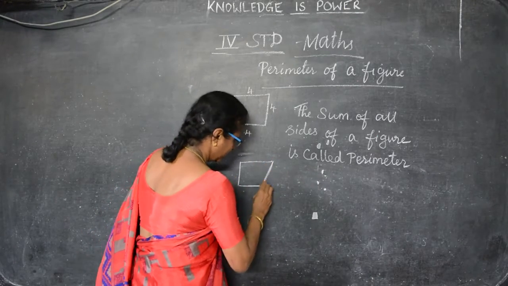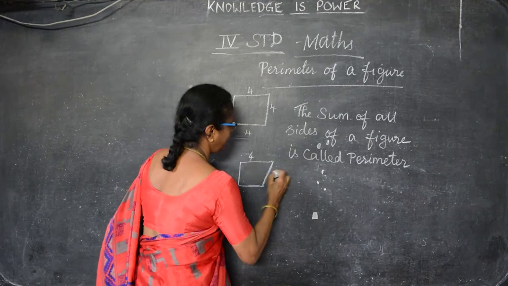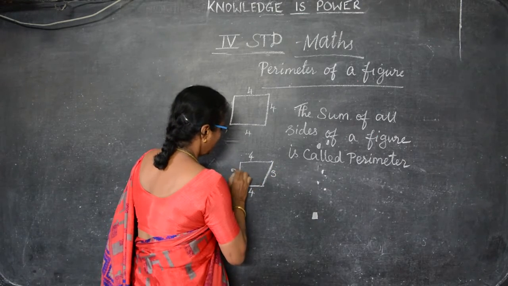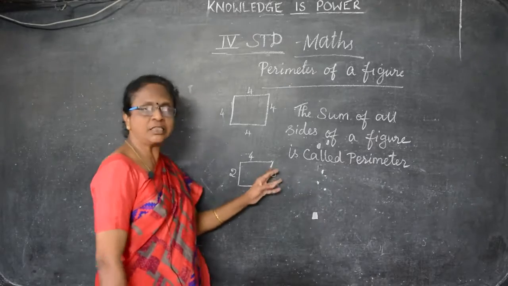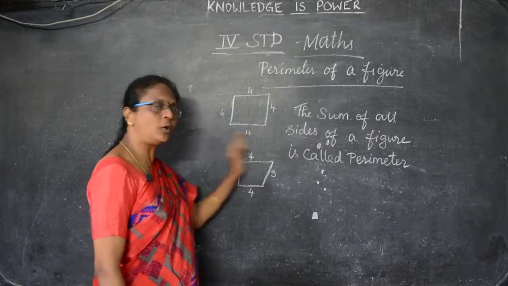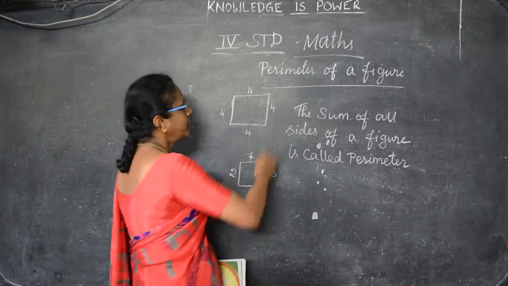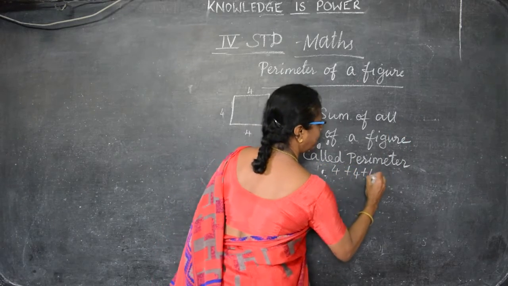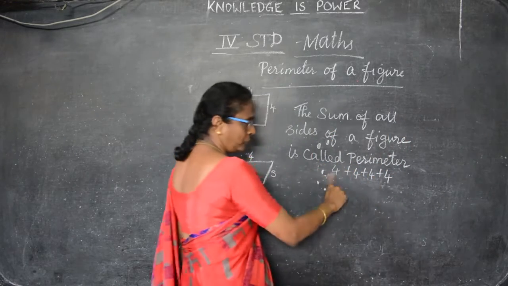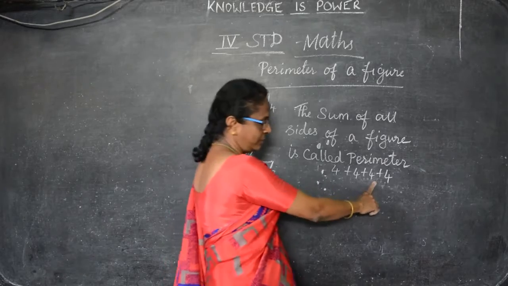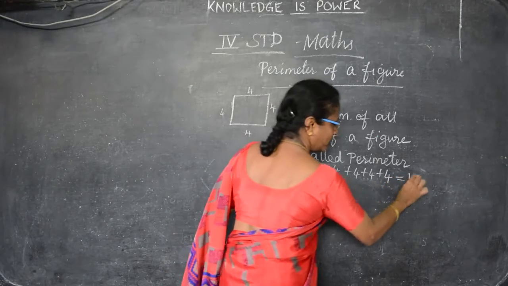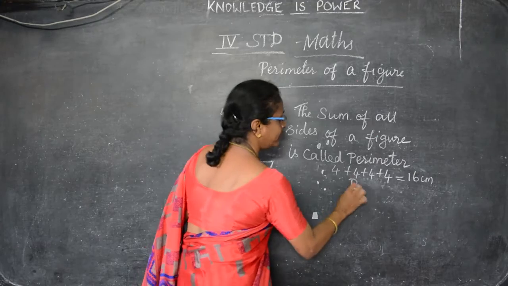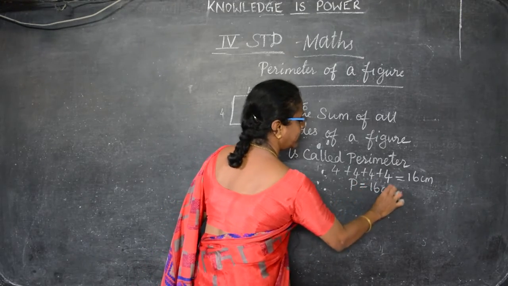Suppose if they are given some other figure like this, differently, this is 4 centimeter, this is 3 centimeter, this is 4 and this is 2. Suppose they give it like this, this is also the sum of all the sides, you have to add all of them. For the square example, we add 4 plus 4 plus 4 plus 4. So 4 plus 4 is 8, 8 plus 4 is 12, 12 plus 4 is 16 centimeter. This is the perimeter. So P is equal to 16 centimeter.